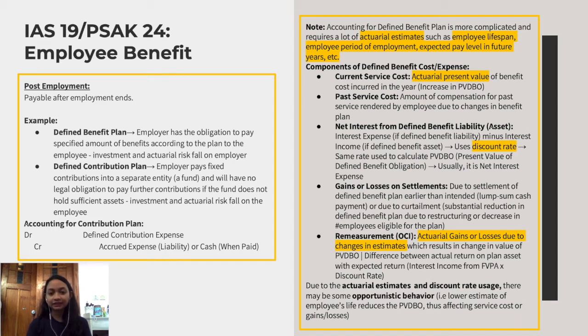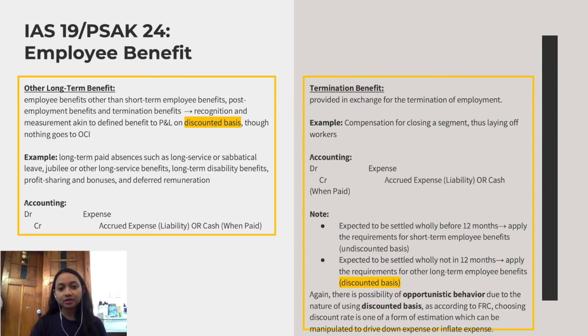defined benefit expense. So it uses a discount rate, which is the rate chosen by the company, used to also calculate the PVDBO. Other long-term employee benefits usually cover paid absences such as long service or sabbatical leave, jubilee or other long service benefits, long-term disability benefit, profit sharing and bonuses, as well as deferred remuneration. The journaling is akin to the previous expenses, which is debit to expense and credit to accrued expense or liability, or cash when it is paid.